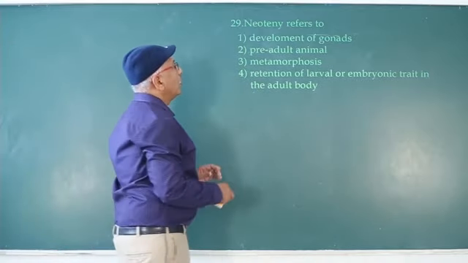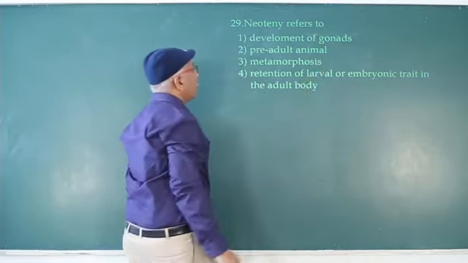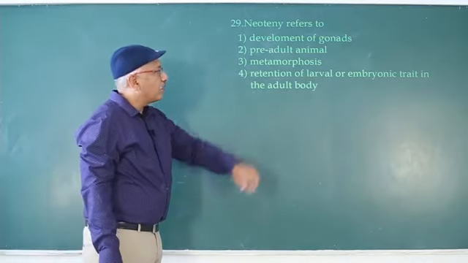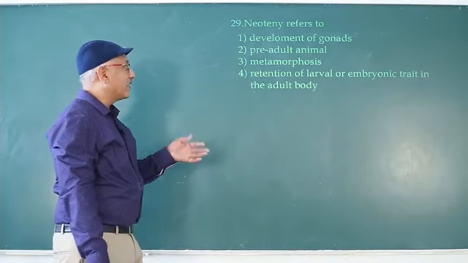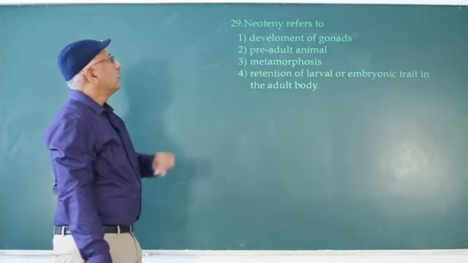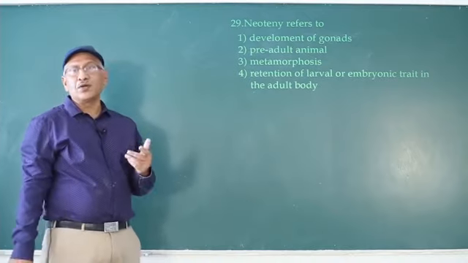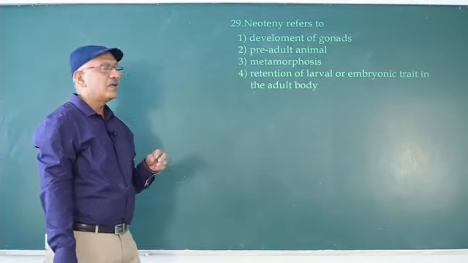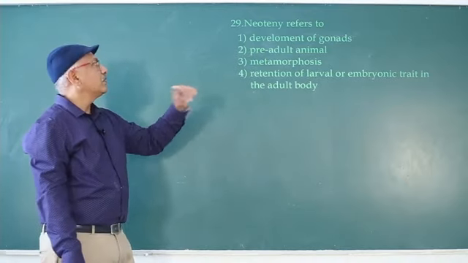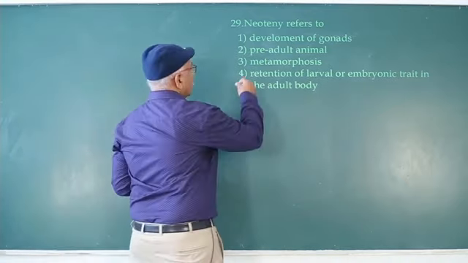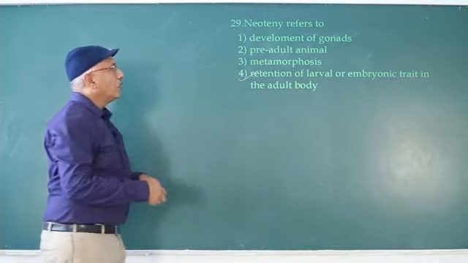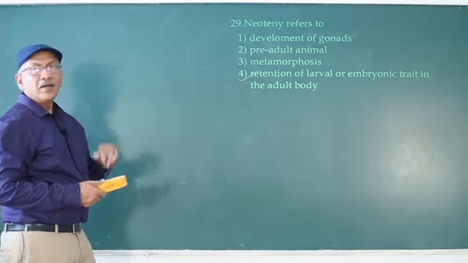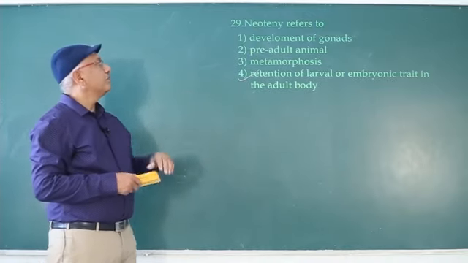Neoteny refers to development of gonads in pre-adult animals, metamorphosis, retention of larval or embryonic character in the adult body. So neoteny or pedogenesis: retention of larval or embryonic character in the adult is known as neoteny.